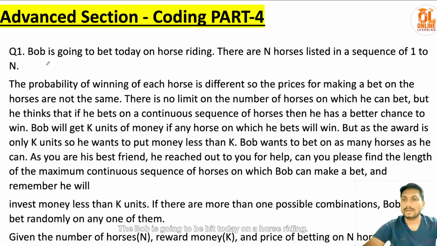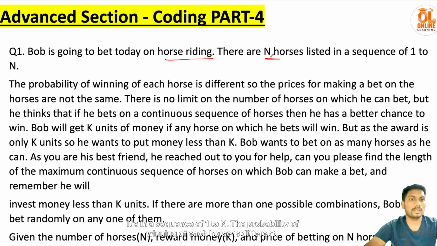Okay, Bob is going to bet today on horse riding. There are n horses listed in a sequence of 1 to n. The probability of winning of each horse is different, so the prices of making a bet on horses are not the same. Okay, there's no limit on the number of horses on which he can bet.